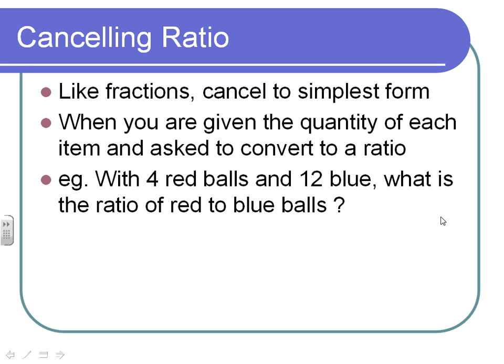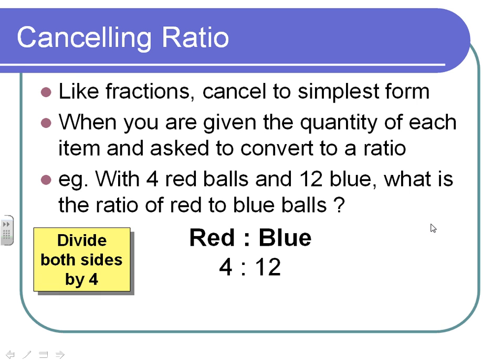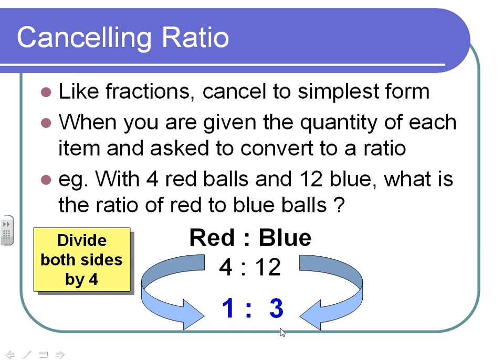For example, with 4 red balls and 12 blue, what is the ratio of red to blue balls? Well, 4 to 12. We can divide both sides by their greatest common factor. We can see they're both divisible by 4. When I divide both sides by 4, I get 1 to 3. So our ratio of red to blue balls would be 1 to 3.